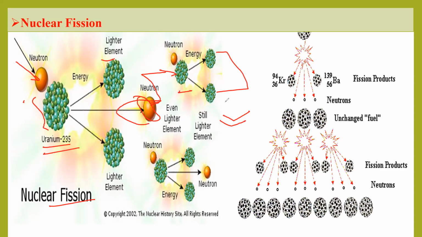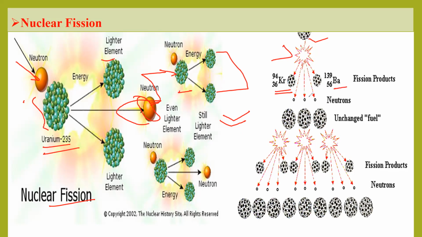In fusion, two lighter nuclei give one heavy nucleus, and in nuclear fission, one heavy nucleus gives two lighter nuclei. With this example, we can also understand. For example, this is the heavy nucleus, and it is uranium-235. It is converted, or it gives krypton and barium, those small nuclei.